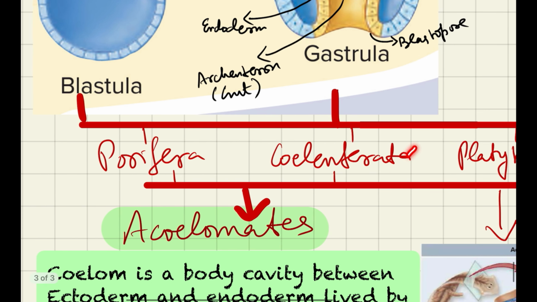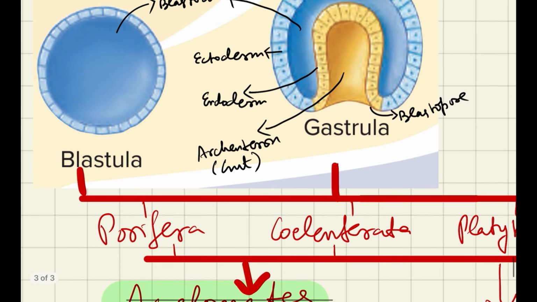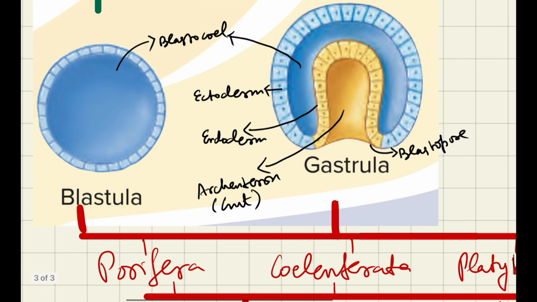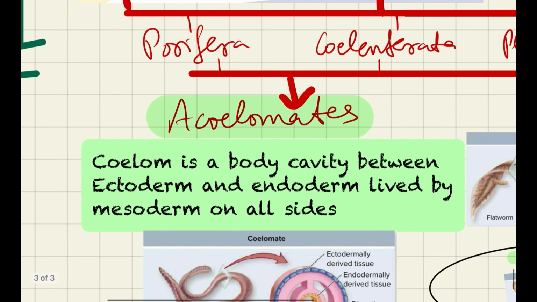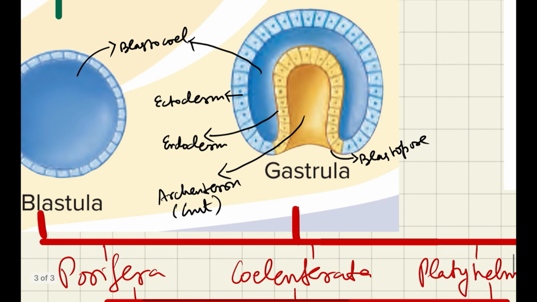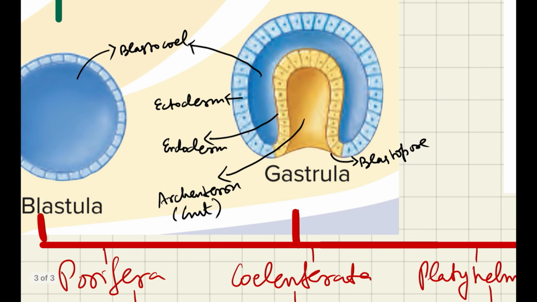Then let's come to coelenterata. In coelenterata, we can see that there are only two tissue layers, no third mesodermal layer is there. So if there is no mesoderm, what we saw here is that it has to be lined by mesoderm on all its sides, meaning even if a cavity is here, it will not be a coelomic cavity, because it is not lined by mesoderm. We will see that case also.